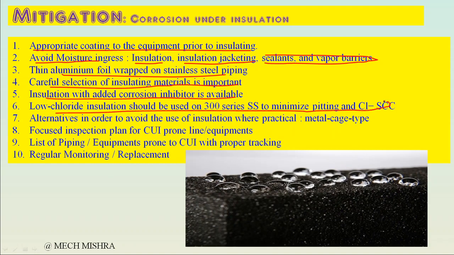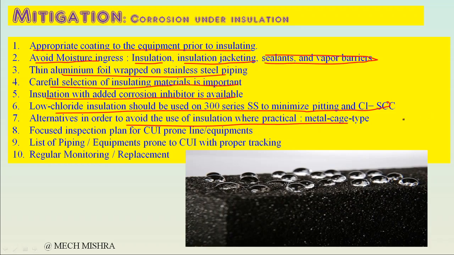We also discuss alternatives, to avoid the use of insulation where practical. We have to review in the plant whether there are areas where insulation is really required. If insulation is not required, we have to remove it altogether. If it is required for personnel protection, then we can provide metal cages.